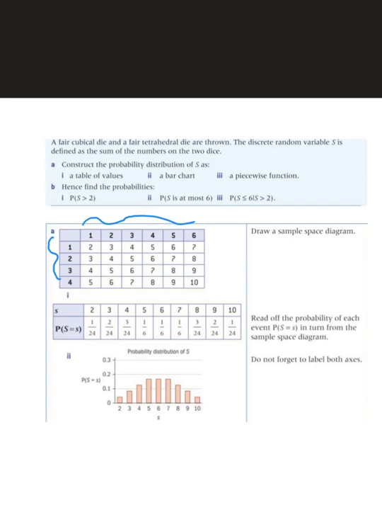So let's interpret this. When you roll both dice, you have a total of 24 possibilities, right? It's a 6 by 4 table, so 24 possibilities. And then you add those possibilities together to get something between 2 and 10. So out of the 24 possibilities when you roll a 6-sided die and a 4-sided die, 1 out of 24 combinations is going to result in a 2. 2 out of 24 combinations is going to result in a 3, etc.